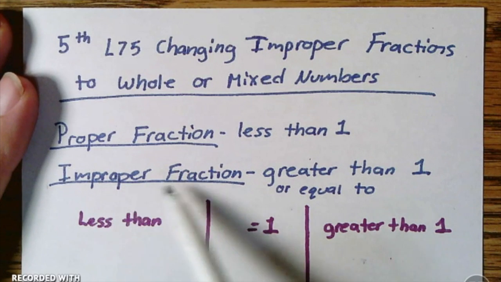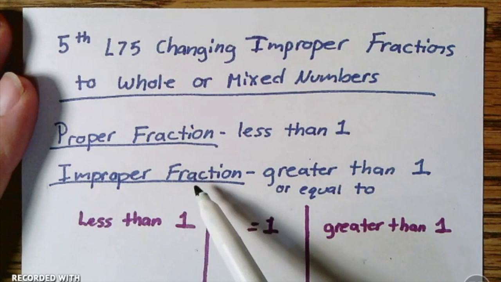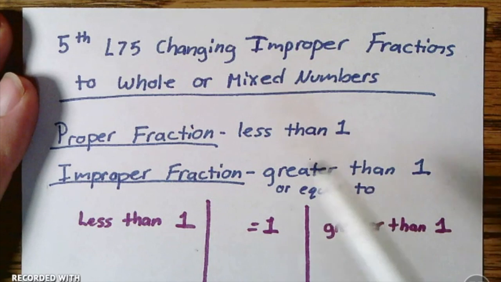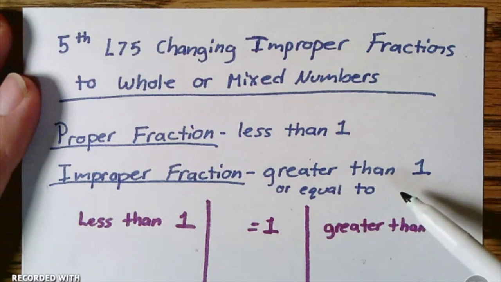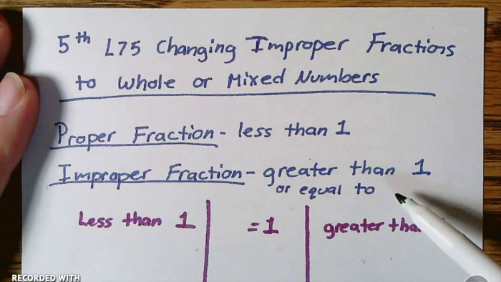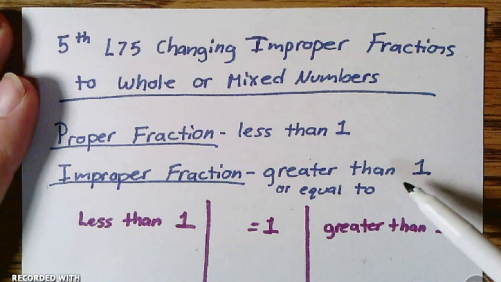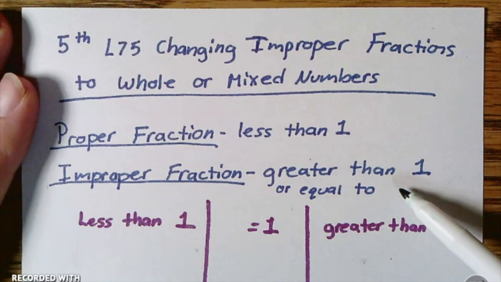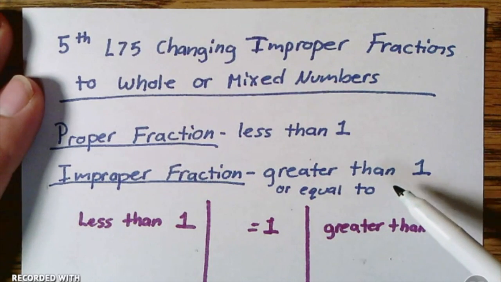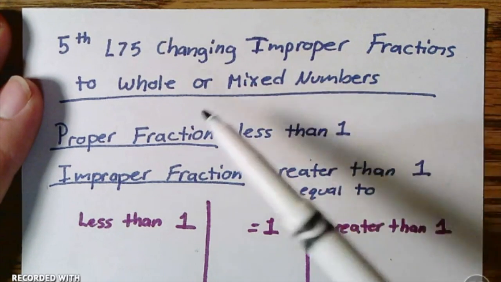We also have something called improper fractions. Improper fractions are greater than or equal to 1. So 4/4 is considered an improper fraction. 6/4 is considered an improper fraction. And if the numerator is bigger than the denominator, then we have an improper fraction. And we're going to learn how to rewrite them as either mixed numbers or whole numbers.